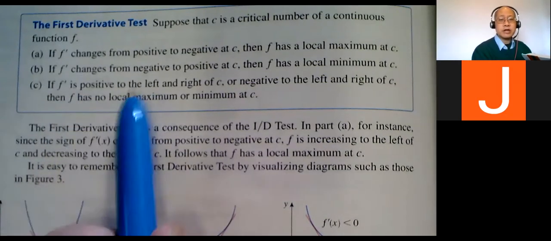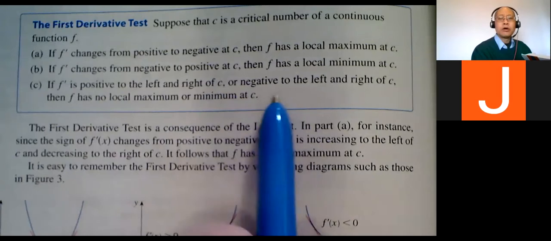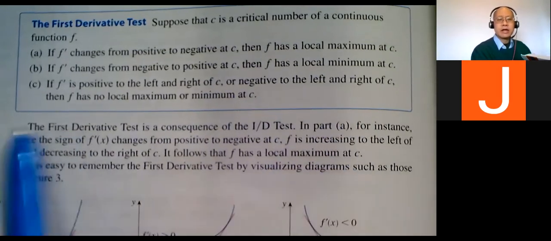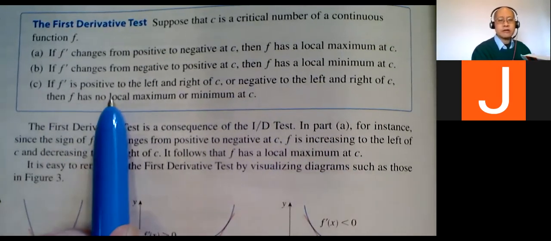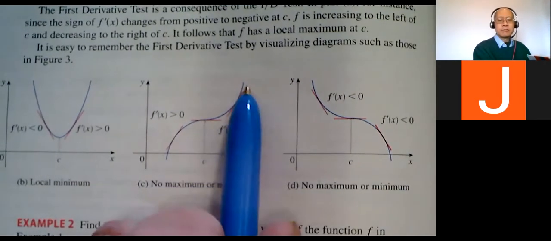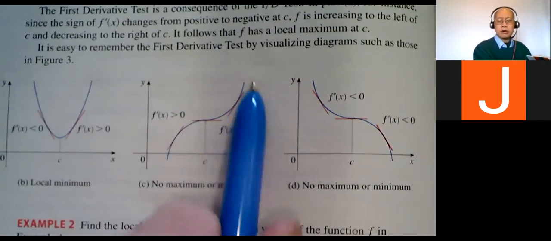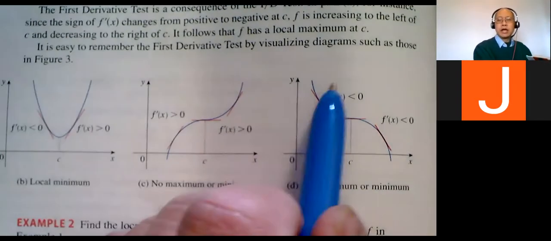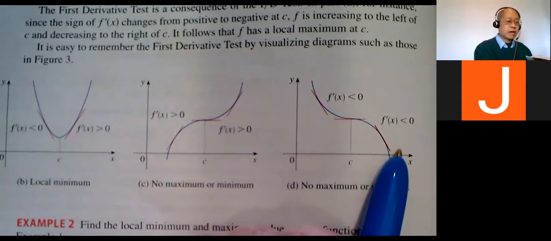If f prime is positive to the left and right, or negative to the left and right, then we don't have either a relative maximum or minimum, right? That's this case, positive, positive. Well, if you go up and then you still go up, it's neither a maximum nor a minimum. And if you go down and you still go down, it's neither a maximum nor a minimum.